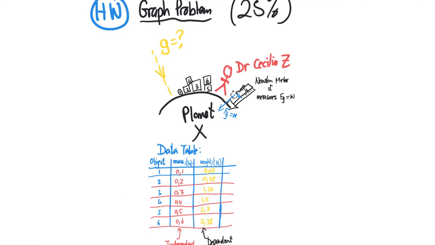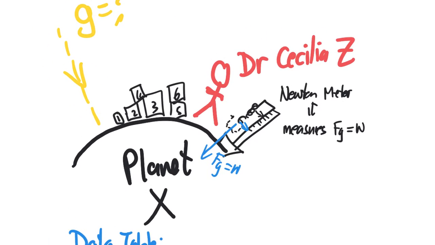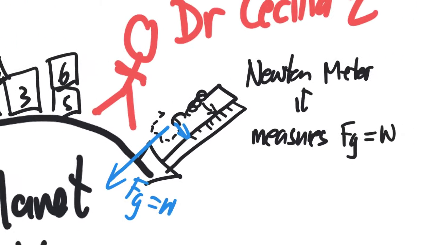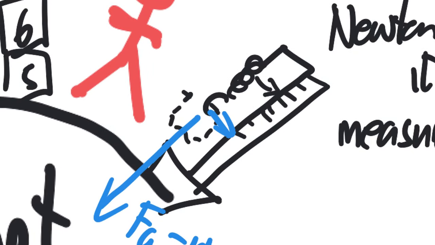Good morning, Mr. Dia, and I'm going to go through the homework on the graph problem that I assigned to you, where Dr. Cecilia Z went to a planet X and she took along with her six mass pieces, objects whose mass she knew, and she then took along a special Newton meter, which is an instrument. She took a nice big one.